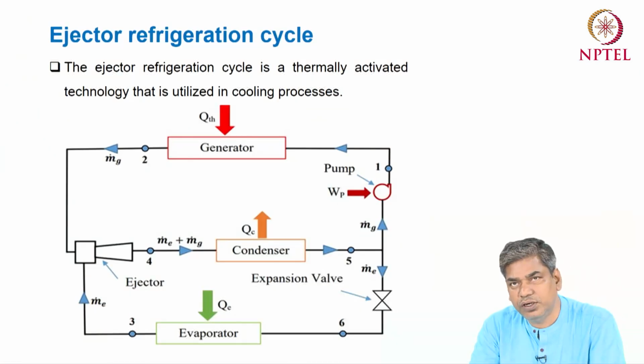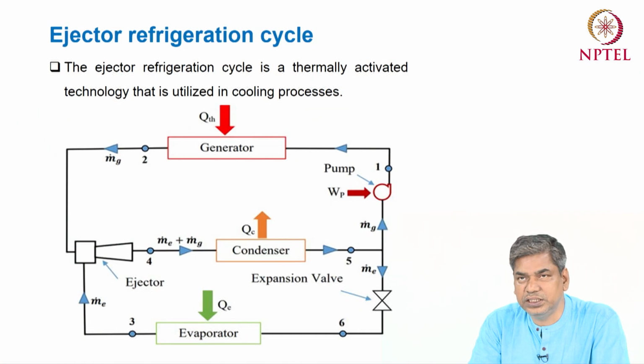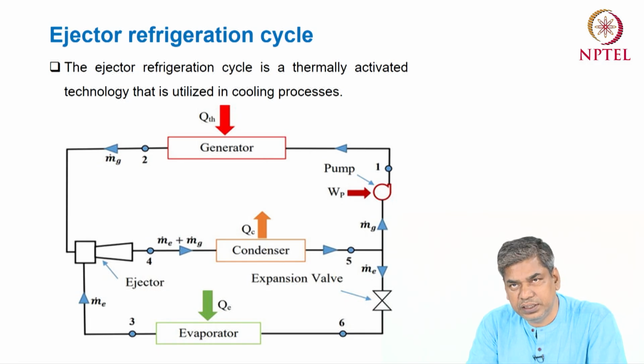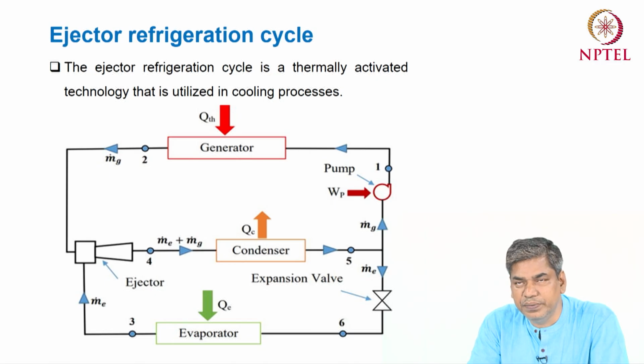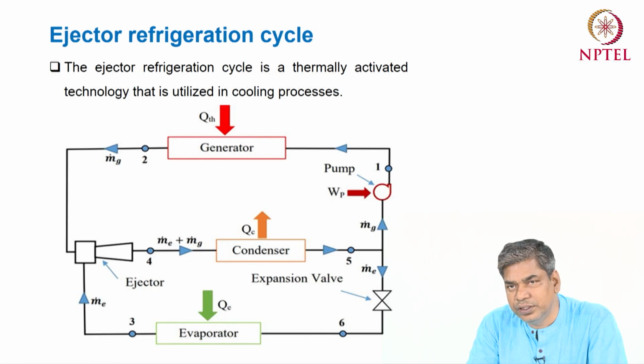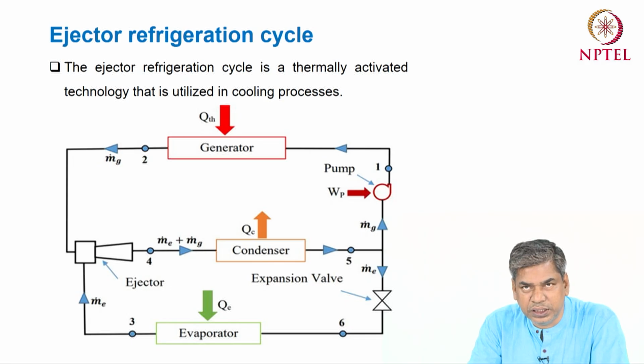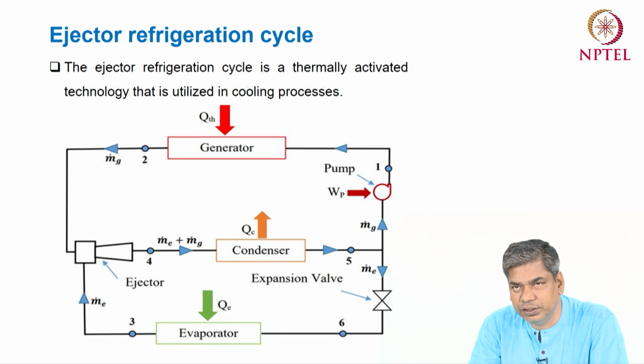What I have already told is that the ejector refrigeration system is basically a thermally activated technology, where thermal energy is used in place of the mechanical energy of the vapor compression cycle. Instead of the compressor, we use the ejector to increase the vapor pressure from the evaporator pressure to the condenser pressure. This is a very promising cycle for renewable application, and it can be represented this way.